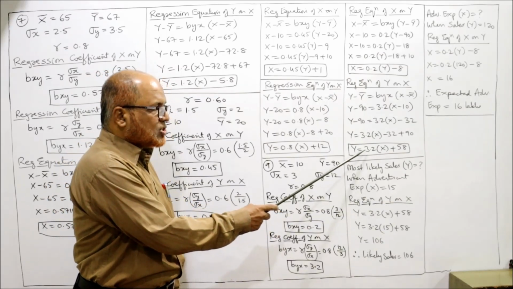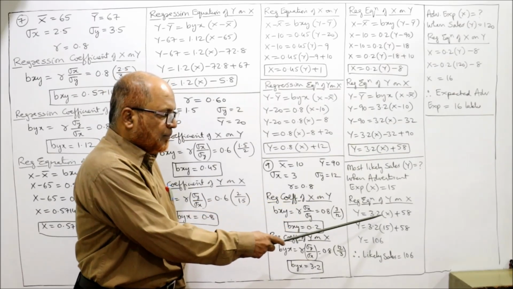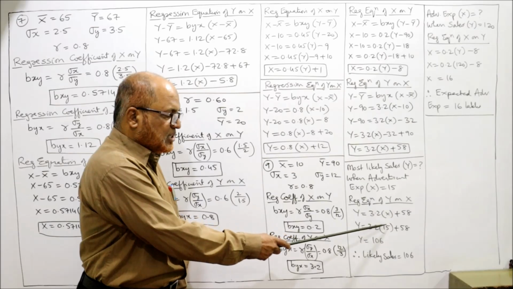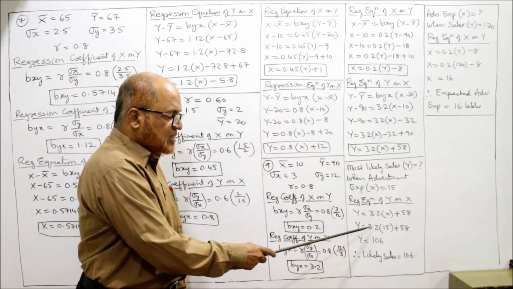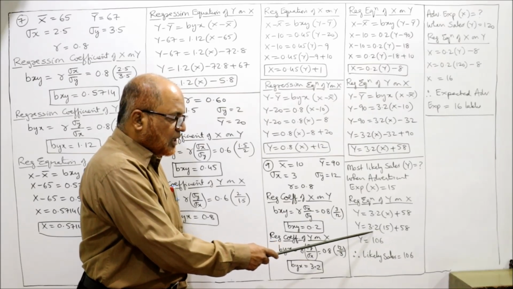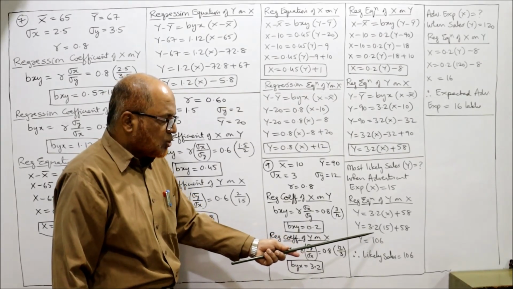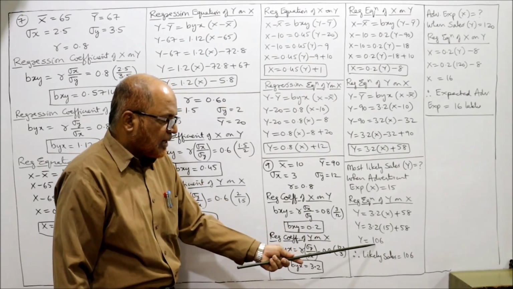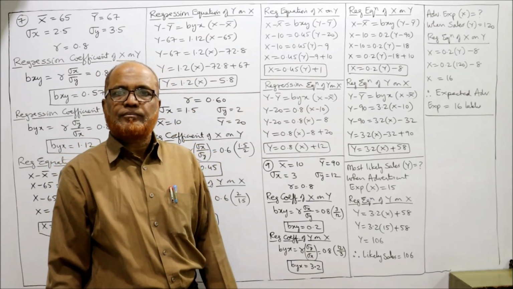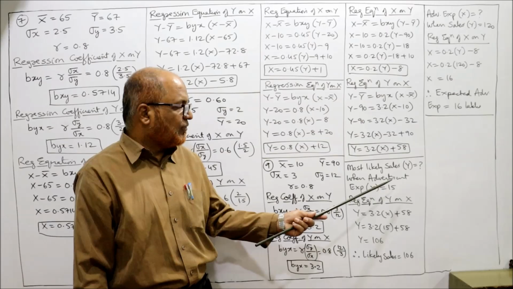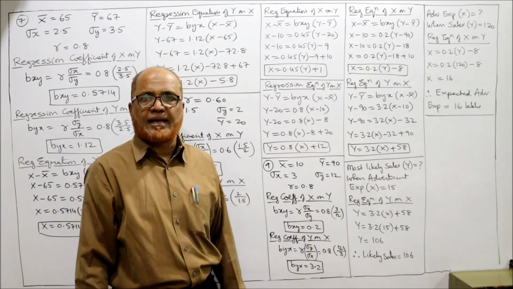What is the y on x regression equation? 3.2x plus 58. In place of x, I am substituting 15. So y is equal to 15 into 3.2 plus 58. So multiply 15 into 3.2 plus 58. You will get 106. So likely sales are 106 lakhs. So if we spend 15 lakh rupees on advertisement expenditure, then likely sales will be 106 lakhs.